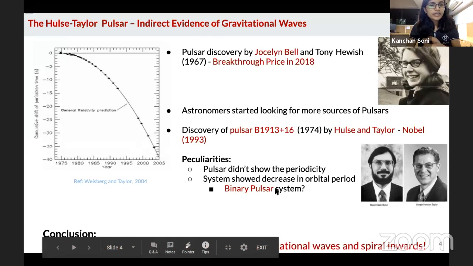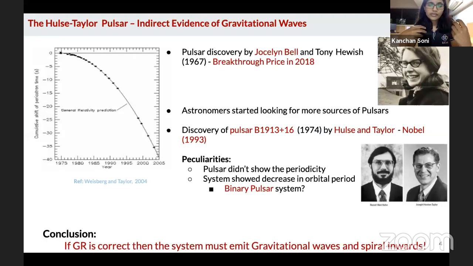Now, this gave an indication: is the system a binary system? That was the question which arose at the time. And if we understand that gravitational waves, or general relativity, are correct, then basically any decaying system should eventually emit gravitational waves and finally spiral inwards and merge together.